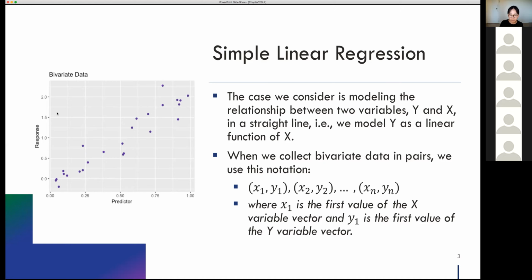Our first step would always be to plot your data. You will put your y variable, which I name as the response.